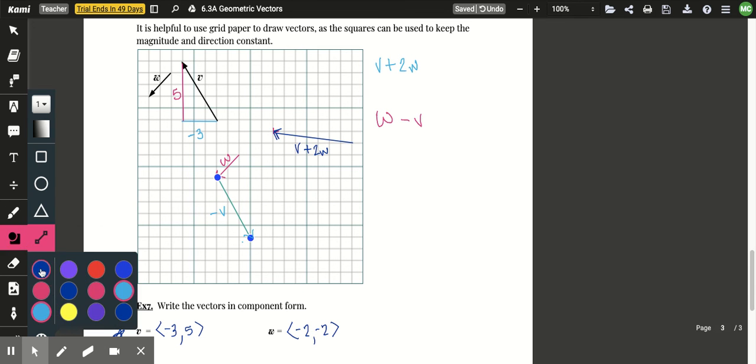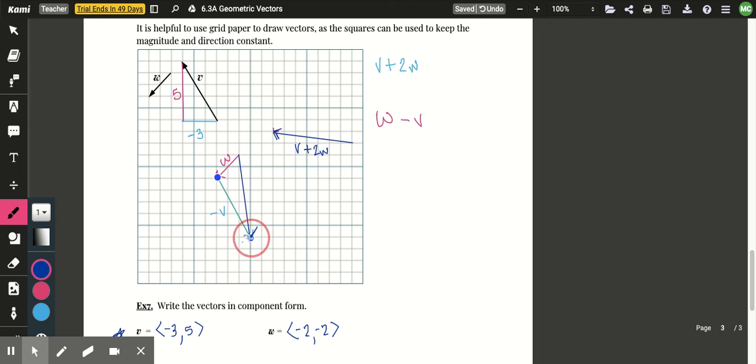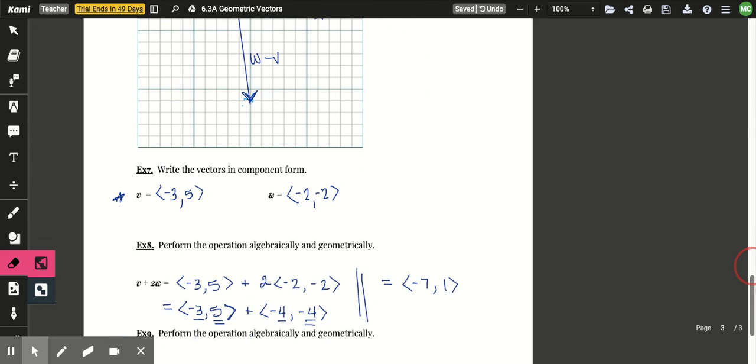Okay, so finally, I want to connect the tail of the first one to the head of the last one. And then put in my direction on that one. And this would be my resultant vector, my w minus v. So once again, once I've got that, I want to get rid of all of my scratch work vectors in here so that only the resultant vector remains. Okay, let's go down and see if we can do this algebraically now.